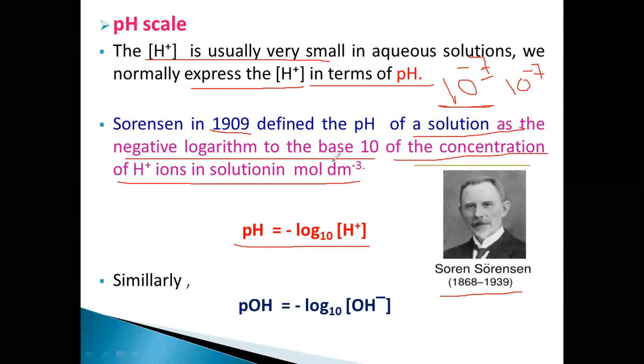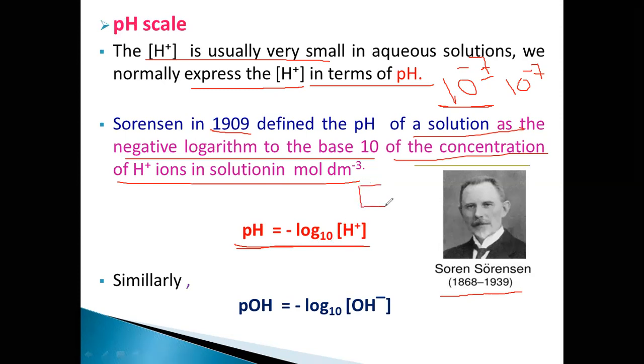Solution is mole per dm cube. Okay, solution in mole per dm cube. कितना mole per dm cube solution में the concentration of H plus ion क्या रहेगा? It is the negative logarithm to the base 10 of concentration of H plus ion. So the formula becomes pH is equal to minus log to the base 10 concentration of H plus ion.